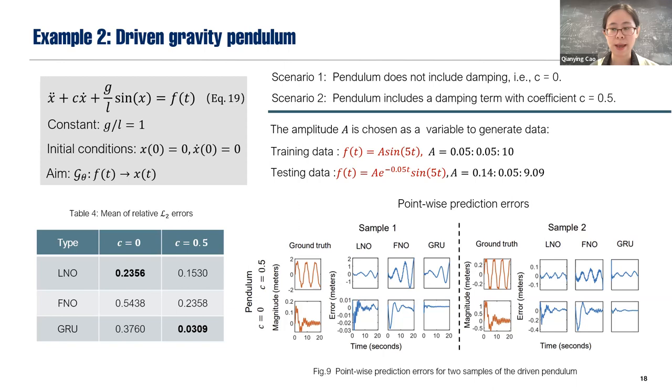Figure 9 presents the error plots of two representative test samples for each of the neural models. From figure 9, similar model behaviors can be observed.